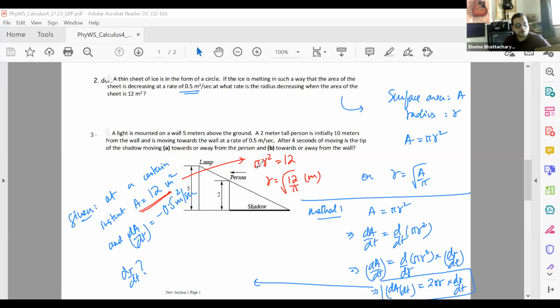Yes or no? At the instant when pi r square is 12, r's instantaneous value is this much. So from this you can see that in this equation, dA by dt is equal to 2 pi r into dr by dt. I'll substitute dA by dt as minus 0.5 meter square per second, and 2 pi r is 2 pi into square root of 12 by pi in meters, into dr by dt. My unknown quantity is dr by dt, and I'll get that from this one.